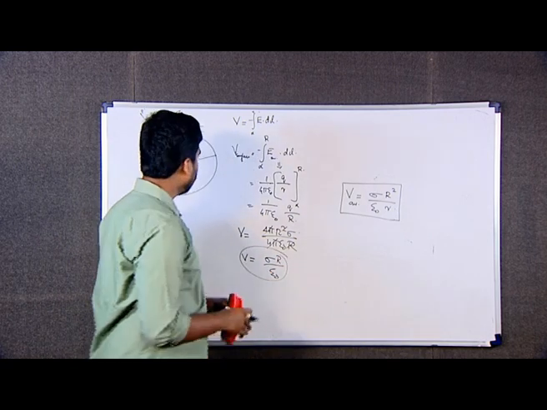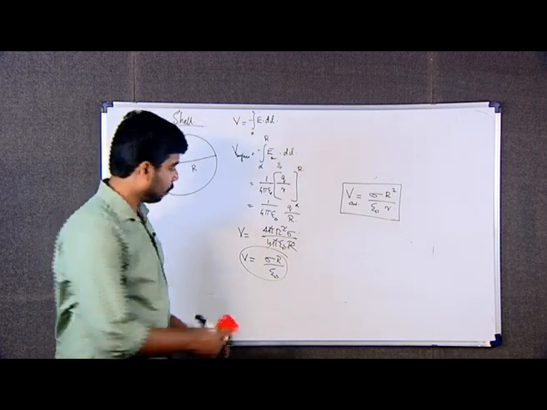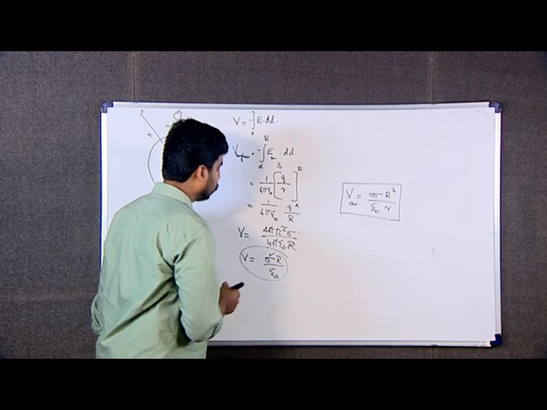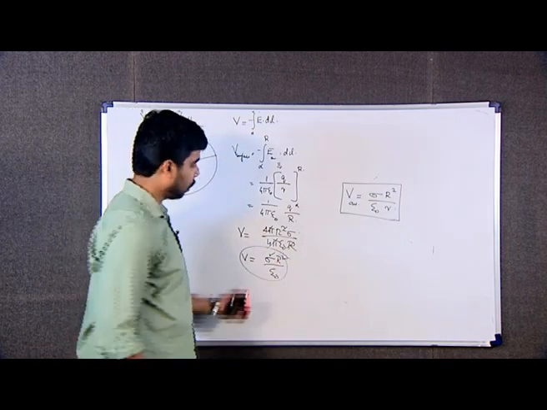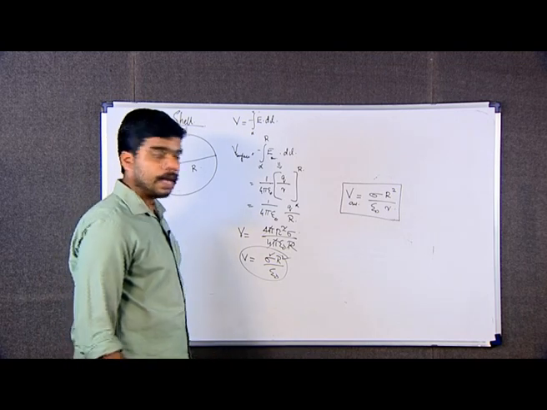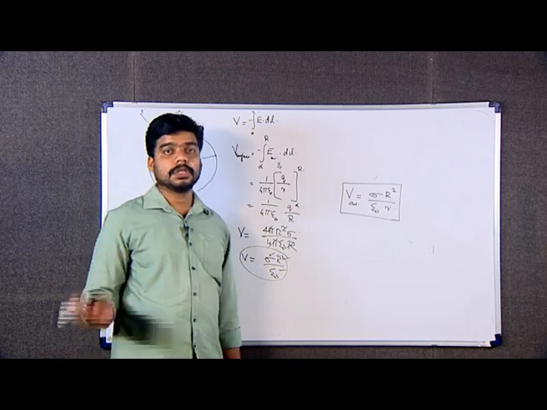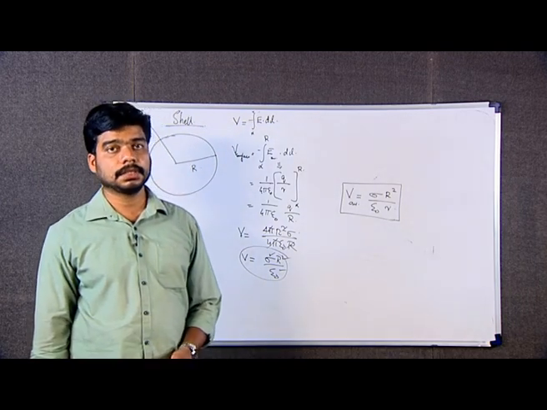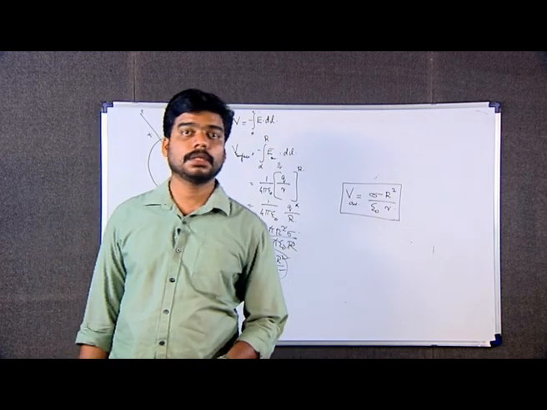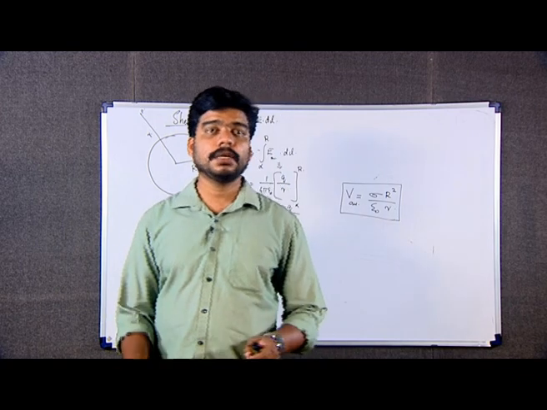In this case, at the surface of the shell, V is a constant, because sigma is a constant, the uniform surface charge density, r is a constant, which is the radius of the shell, and epsilon 0 is also a constant. That means the potential is a constant at the surface. We will check what is the potential inside the shell.